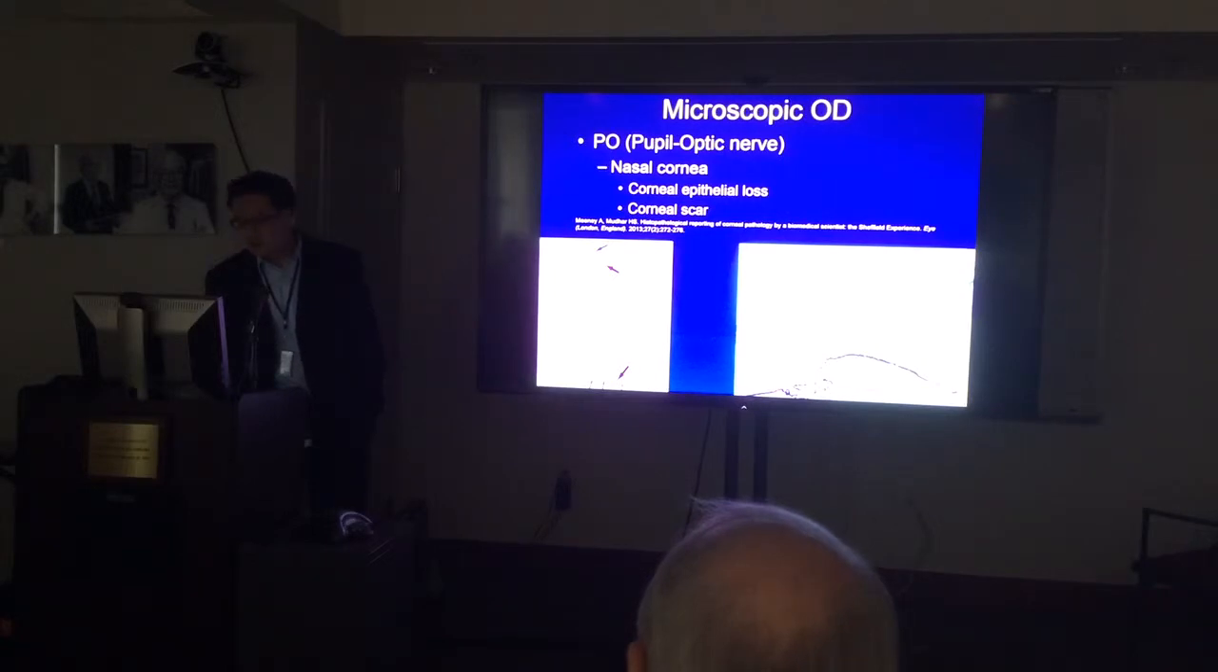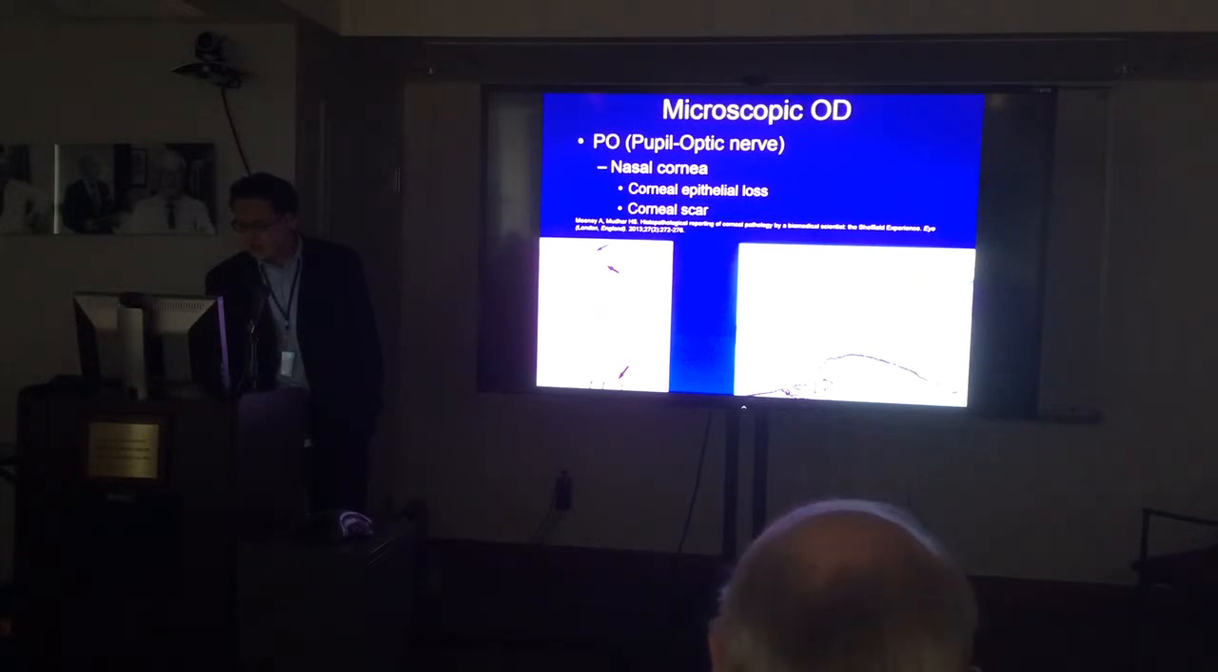Now, this is a similar section from our patient, specifically this pupil optic nerve or PO section, and you can appreciate that comparing the epithelium has been lost over here, and additionally you can see that in this patch over here, there's increased staining suggesting a corneal scar, and the corneal scar appears to have replaced Bowman's layer.